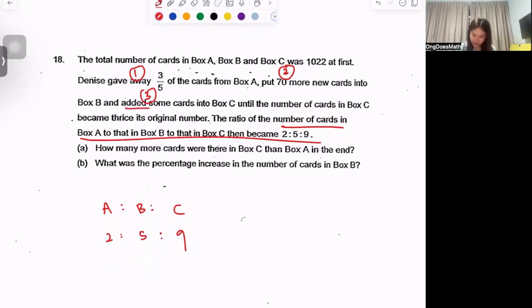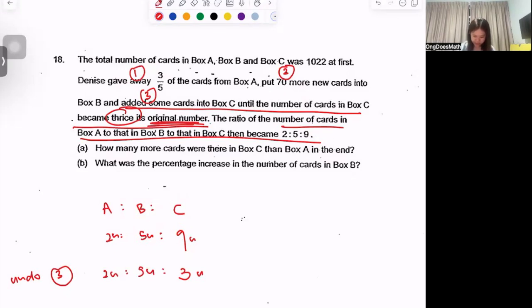So you added some cards into box C until box C was thrice its original number, right? So undo step 3. Which means that now we have to remove the cards that was added to box C. So now box C was thrice its original number. So its original number is actually 1/3, which means it will be 9 divided by 3. So if you undo step 3, C should have 3 units instead. So these are all in units, by the way. So A and B will remain.